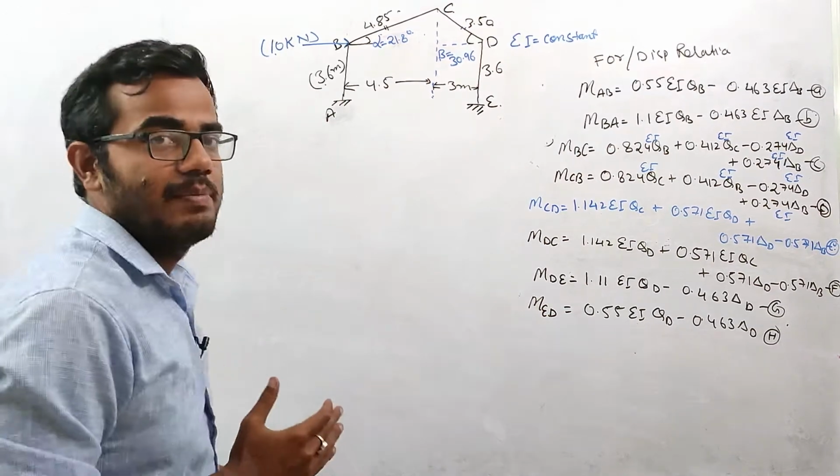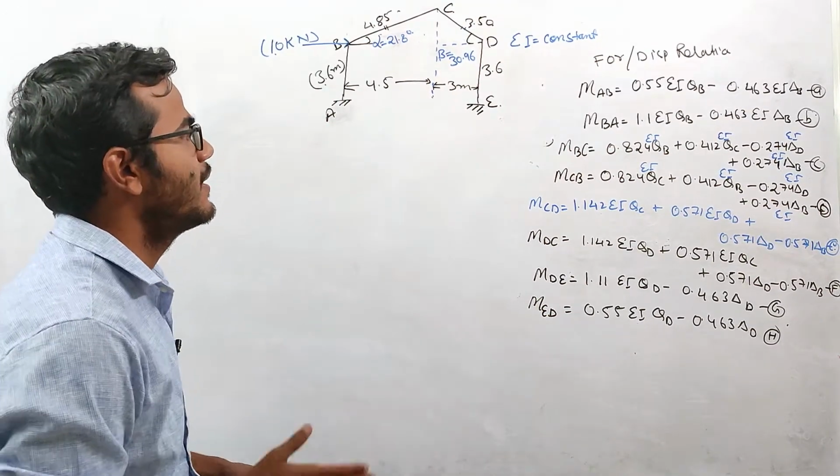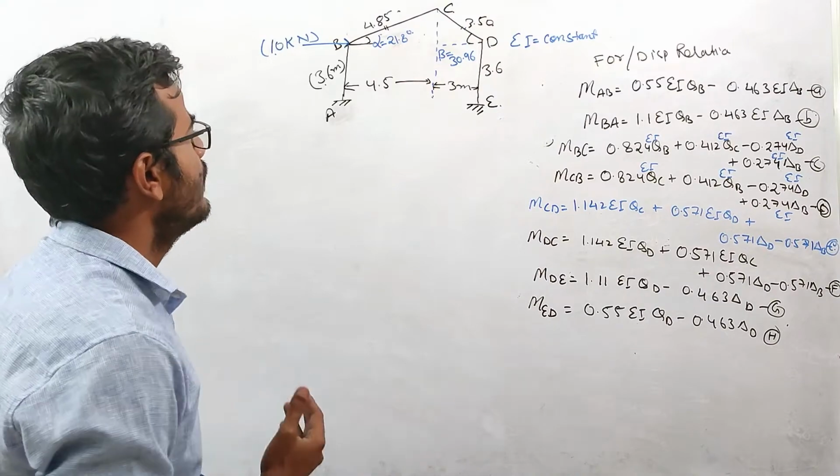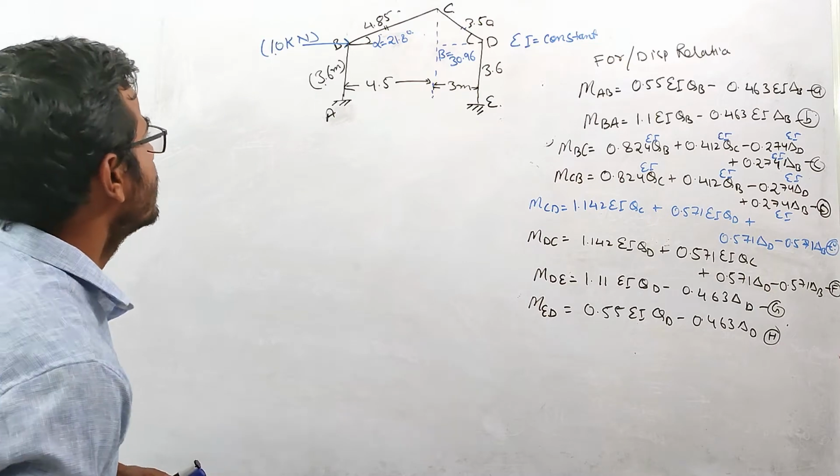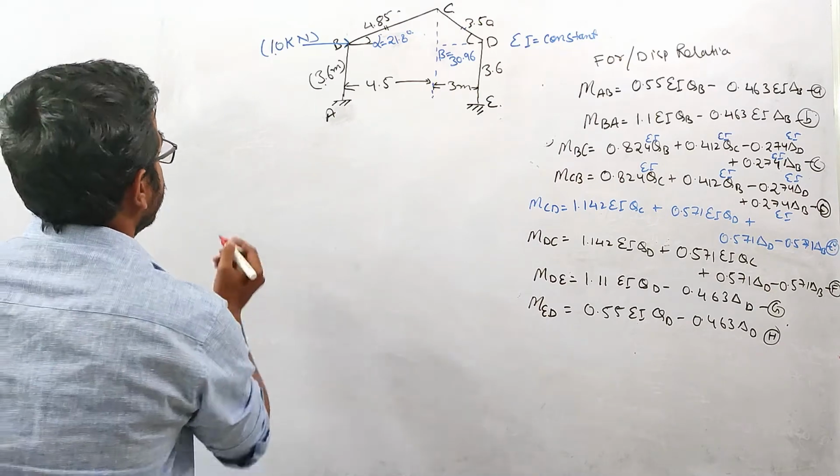So guys, we have established the force displacement relationship between internal movements and displacement. Now we will use the concept of joint equilibrium and we'll get the desired equation. So let us first come to this joint B.